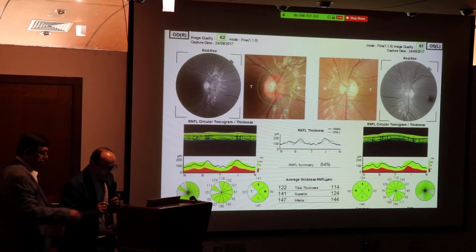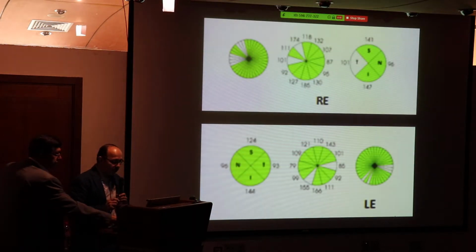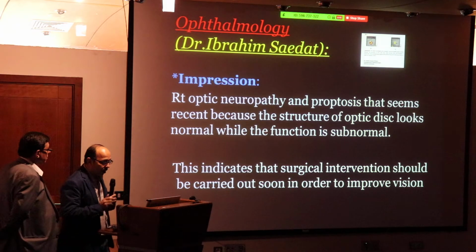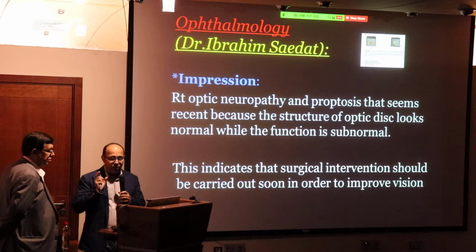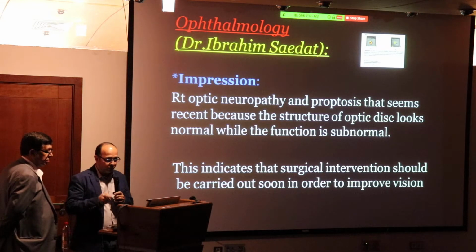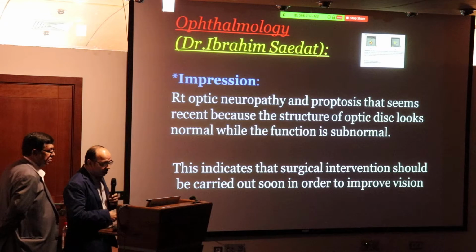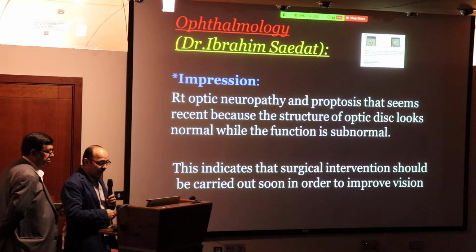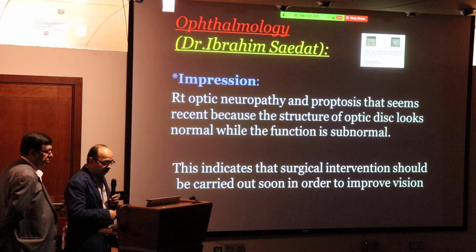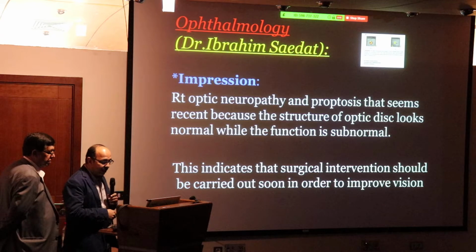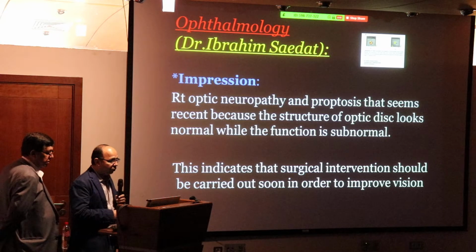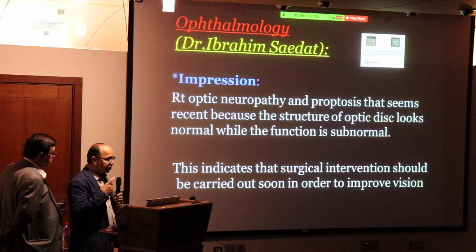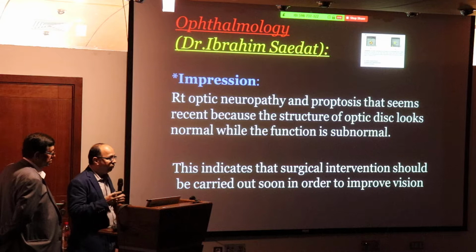So this is an indication for us that if we intervene, usually I don't write an impression because most of the time the cases are straightforward, we want just to document, but sometimes I write my impression. And this is my impression. There's a right optic neuropathy and proptosis that seems recent because the structure of the optic disc looks normal while the function is subnormal. This indicates that surgical intervention should be carried out soon in order to improve vision. If we don't hear this message, the patient will go blind in a few days to a few weeks.